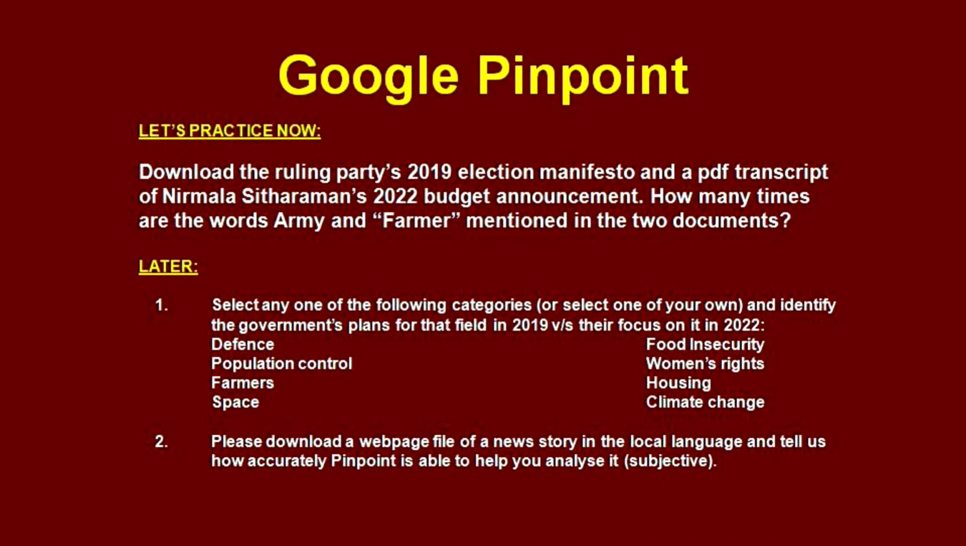If you want to compare budgets with the earlier budgets, for example, because a budget is produced every year, you can take the last 2-3 years' budgets also, and you can search through those budgets for food insecurity, women's rights, housing, climate change, etc., right? And you can come out with a very good story. You will see that in the last few years how the government policies have changed as far as this particular keyword is concerned, right? So that's the most basic exercise you must do using Pinpoint.